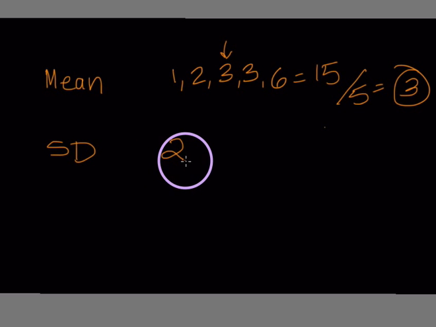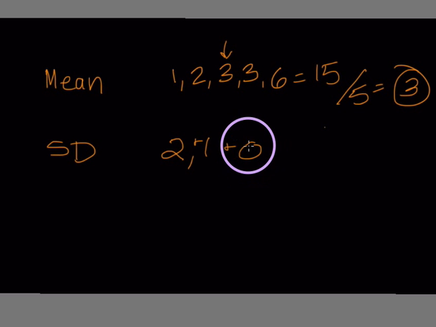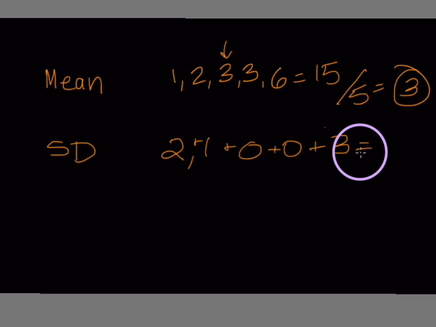2, right? 1, 2. How far from 3 is 2? 1. Oh, I should be putting plus signs here. How far is 3 from 3? 0, and another 0. How far from 3 is 6? 3. And we're going to add these up and divide by 5.